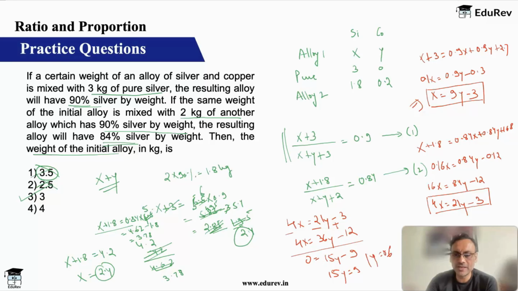Now here you will get y and x separately. Here we got one value straight, y, right? So y is equal to 0.6. Let's put that here. So x is equal to 9 into 0.6 minus 3, or 9 into 0.6 is 5.4, minus 3. You get x is equal to 2.4. Okay, so x is 2.4, y is equal to 0.6. Total weight of this is 2.4 plus 0.6, which is 3 kgs.